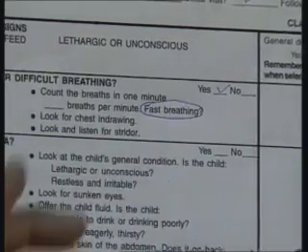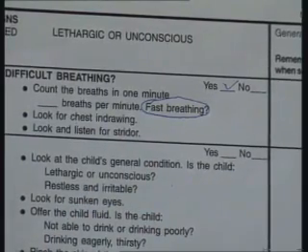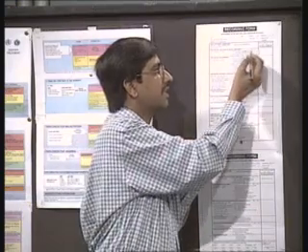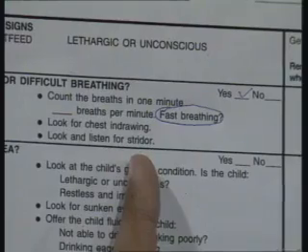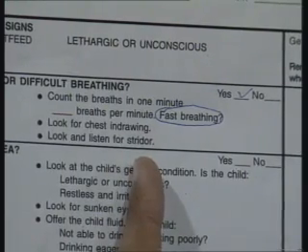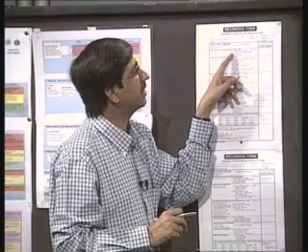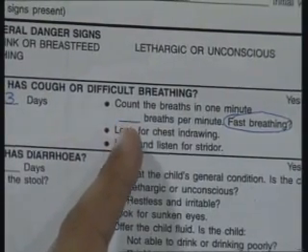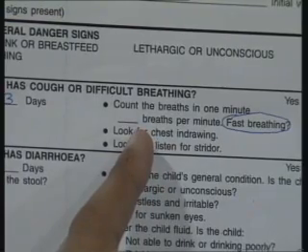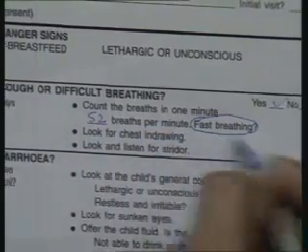So please remember, now we have information like a sign which is present. Generally we write yes or no. Here we are encircling. Encircling means a particular sign is present. If I am not encircling the chest in drawing, that means that particular sign is not present in that child. And where a space is provided, like count the breaths in 1 minute, you write down the breaths which you have counted. For example, for a child of 6 months, if I have counted 52 breaths, I will write down 52 here and encircle it.